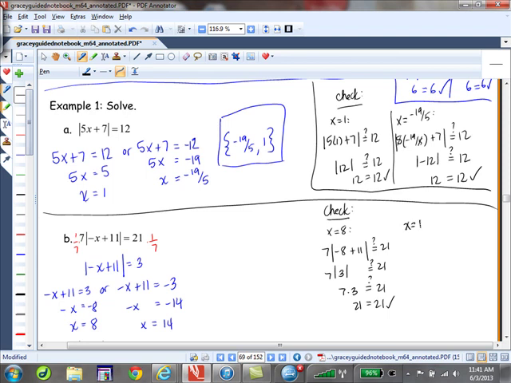Then for x equal to 14, we would have 7 times the absolute value of negative 14 plus 11. Is that equal to 21? 7 times the absolute value of negative 3. Is that equal to 21?